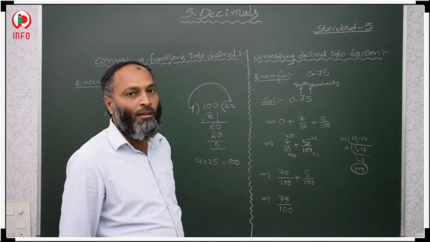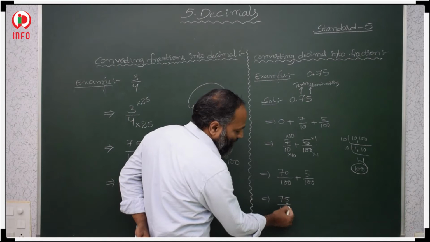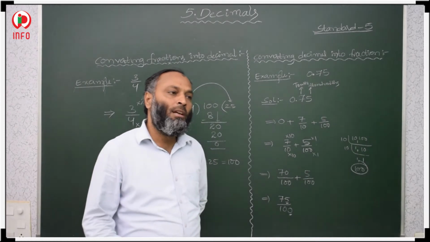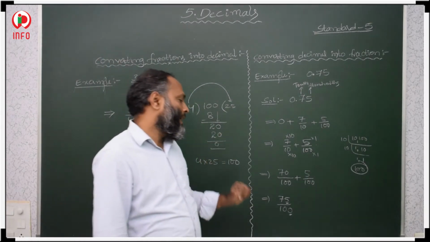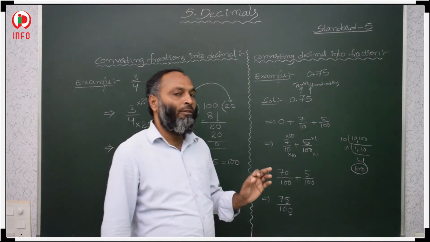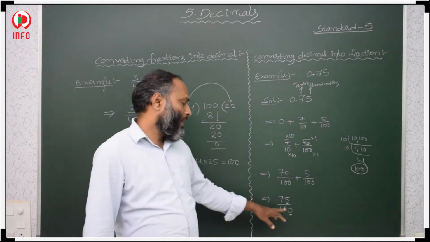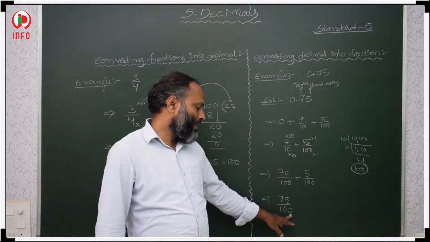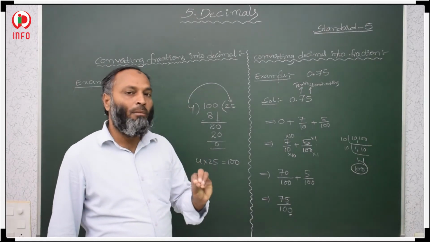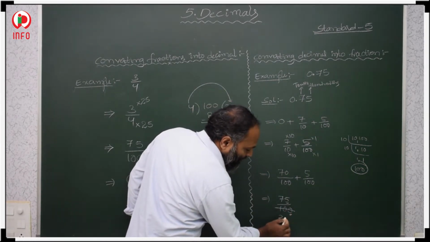Now we cancel with the 5 table, because here the last digit is 5 and here the last digit is 0. Both come in the 5 table, so we take the 5 divisibility test. We discussed in the divisibility test that if the last digit of a number is 5 or 0, it is divisible by 5. So we take the common number and cancel. 5 twos are 10, and the 0 is left as it is.